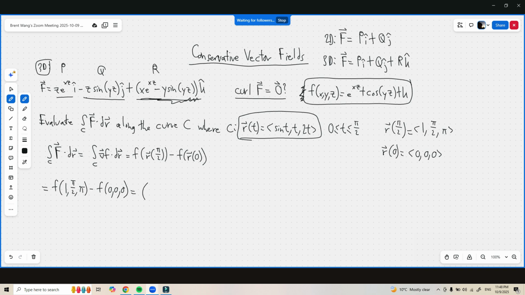So f of 1, pi over 2, and pi is equal to e to the power of pi plus cosine, let me think, y times z, that's cosine of pi over 2 times pi, minus, for f of 0, 0, 0, e to the power of 0 times 0, that's just 1, plus cos of 0, that's also 1. So this is equal to e to the power of pi plus cosine of pi squared over 2, minus 2. And that's our final answer.